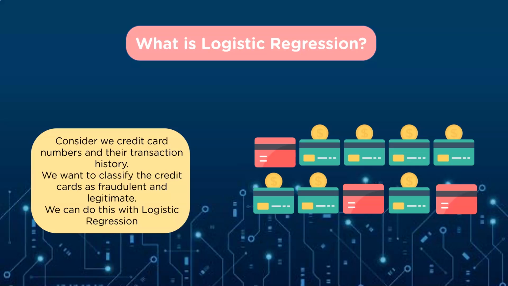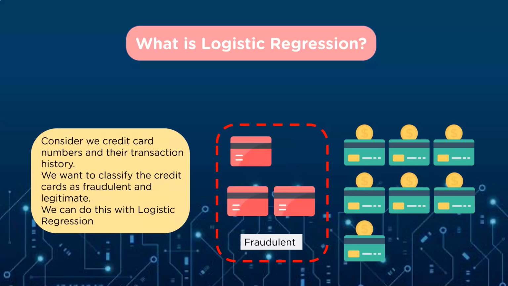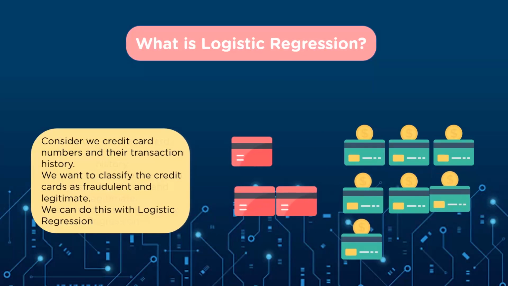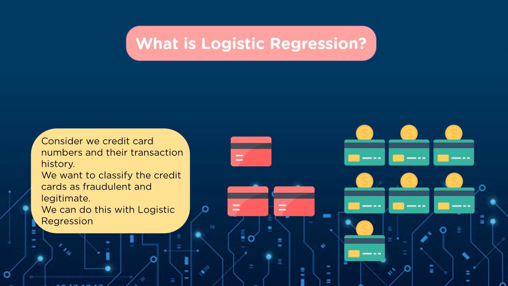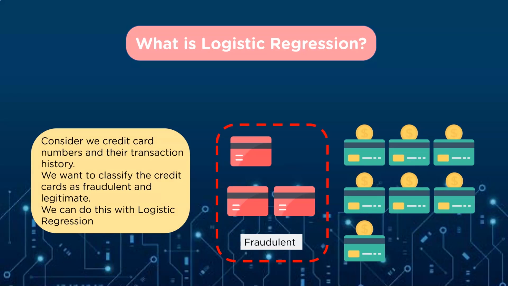Should I put a hold on this and contact the customer, or should I let it go through because they're making their usual purchases? So consider the credit card numbers. We want to classify the credit cards as fraudulent. And so you can see here we have a group that we put together, and like I said, they know they're fraudulent. These are fraudulent charges that they have incurred.